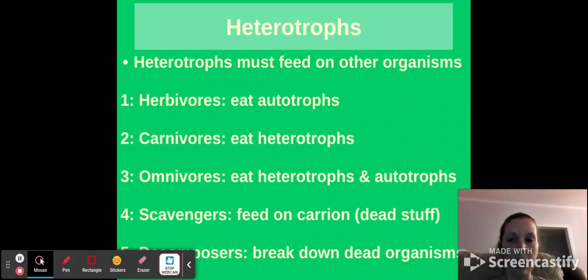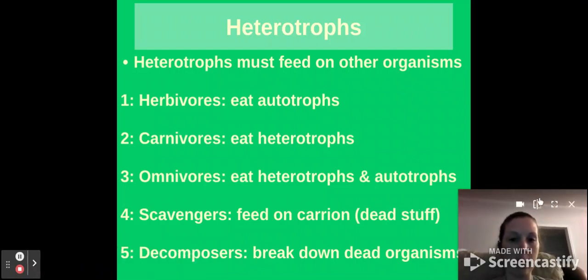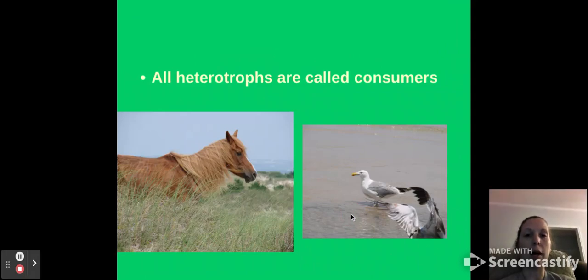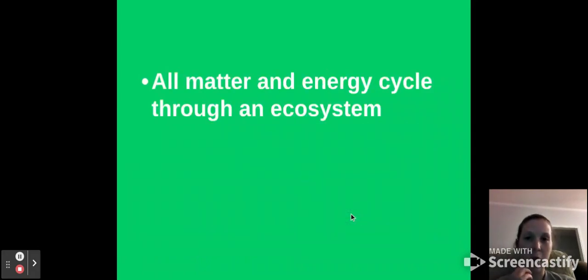So the different types that we have here are herbivores, which will eat the autotrophs, right? Because our autotrophs are plants. Carnivores, which eat other heterotrophs, omnivores, which eat both, scavengers, which eat the dead carcasses, and then decomposers, which break down dead organisms that are left over. So all heterotrophs are called consumers. Then we label them based on their level of consumption.